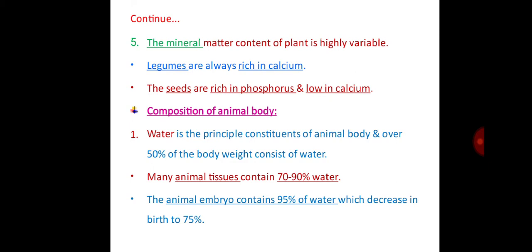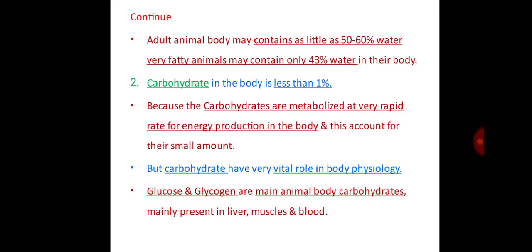First one is water. Water is the principal constituent of animal body, and over 50% of the body weight consists of water. Many animal tissues contain 70 to 90% of water in animal body. The animal embryo contains 95% of water, which decreases at birth to 75%. Adult animal body may contain as little as 50 to 60% water. Very fatty animals may contain only 43% water in the body.